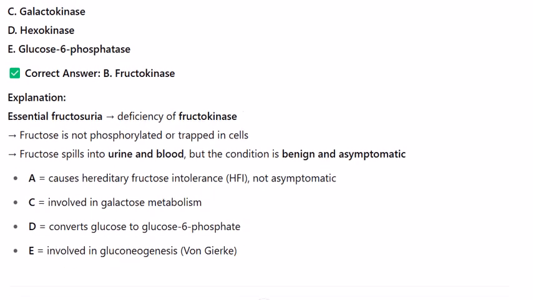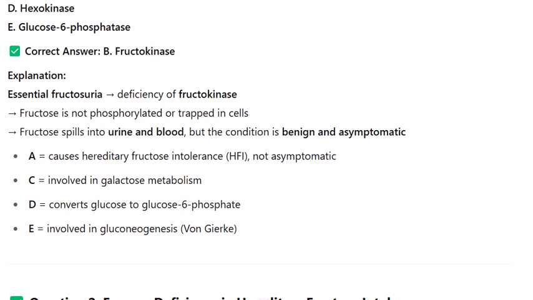Explanation. Essential fructosuria: deficiency of fructokinase. Fructose is not phosphorylated or trapped in cells. Fructose spills into urine and blood, but the condition is benign and asymptomatic. A causes hereditary fructose intolerance, HFI, not asymptomatic. C is involved in galactose metabolism. D converts glucose to glucose 6-phosphate. E is involved in gluconeogenesis, von Gierke.